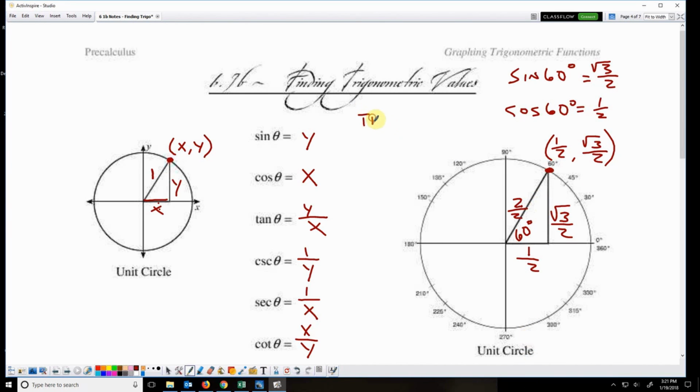Tangent at 60 is the y value over the x value. So that's root 3 over 2 over 1 over 2. Now if we multiply the outer numbers, that's going to be our numerator. Inner numbers will give us the denominator. And we're going to have a 2 in the numerator and denominator. So those 2, when those denominators are the same, they're just going to cancel each other out. So tangent at 60 is square root of 3.